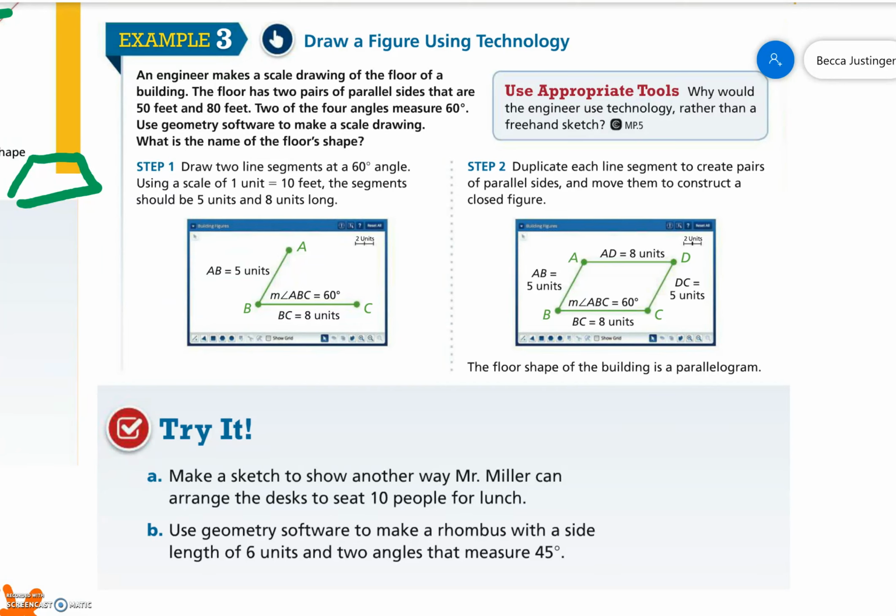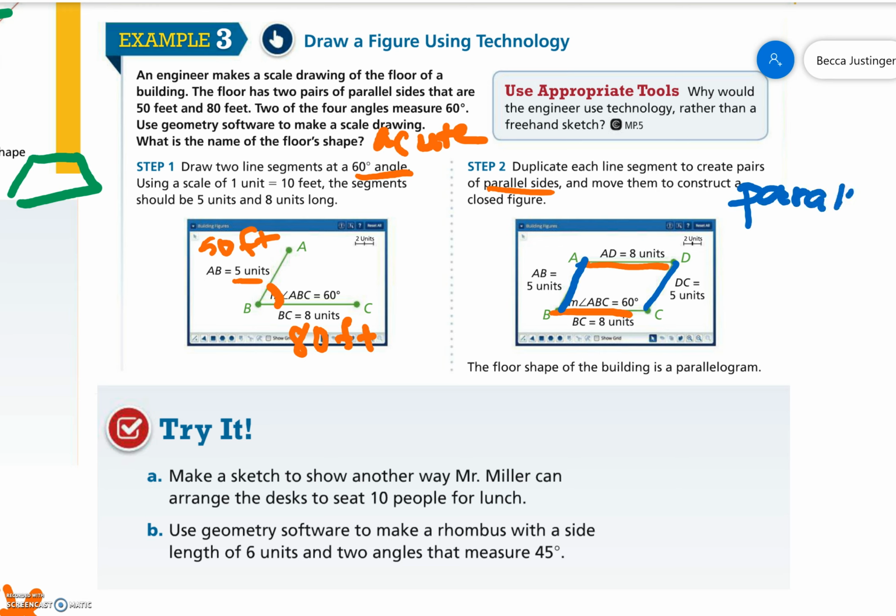So first, they draw the line segments at a 60-degree angle. That 60-degree angle is acute. Using the scale of 1 unit equals 10 feet. So that's why it's 5 units, because that gives us 50 feet. And 8 units gives us 80 feet. Then duplicate each line segment to create pairs of parallel sides. Parallel sides never touch. So these are parallel, and these are parallel, to make ourselves a parallelogram.